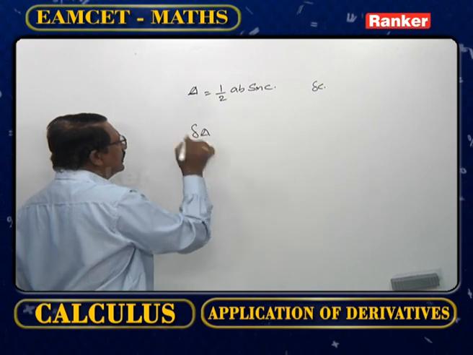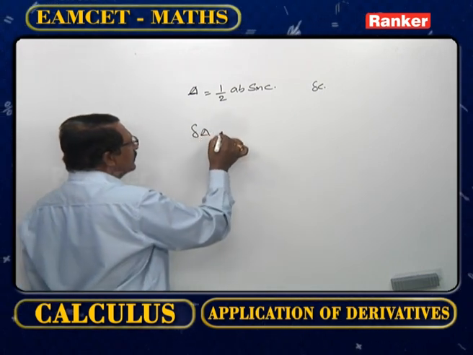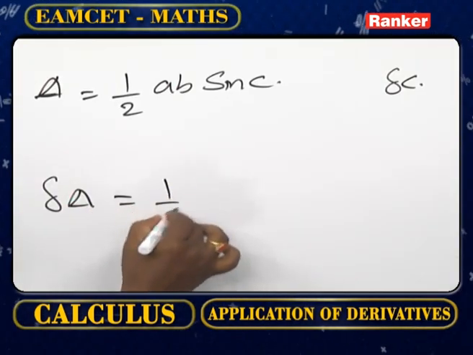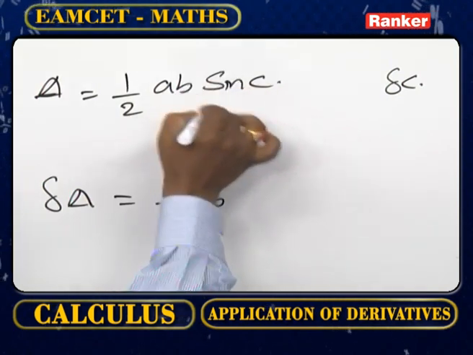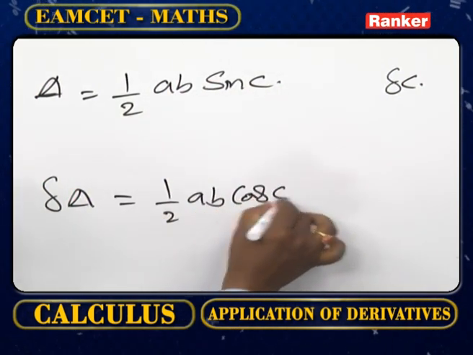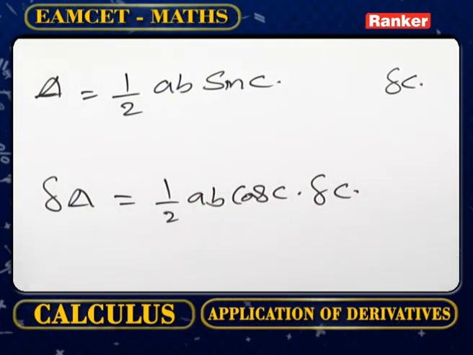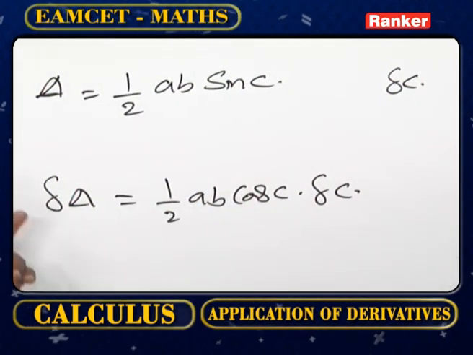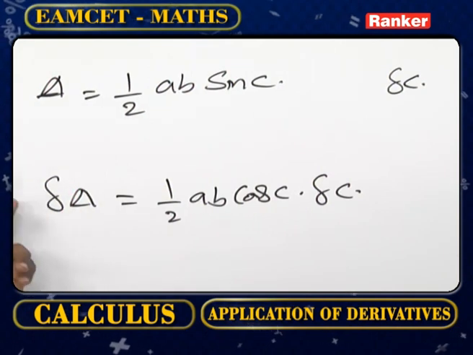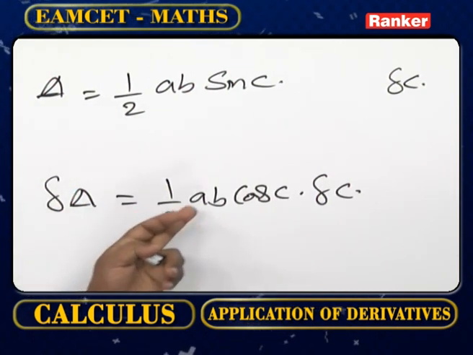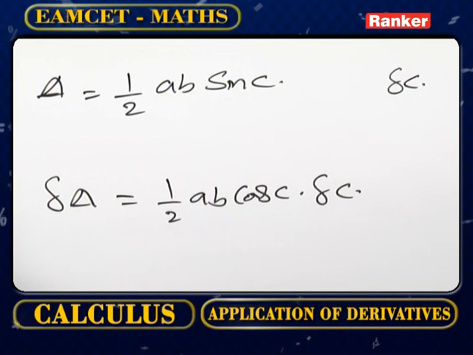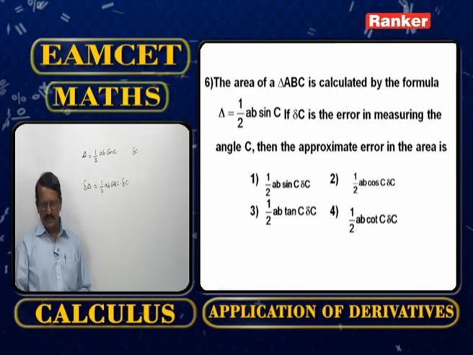Now, delta required equals half into ab into the derivative of sin C, cos C, into delta C. So the approximate error in the area of the triangle, delta, equals half ab cos C into delta C. Now, the second option is correct.